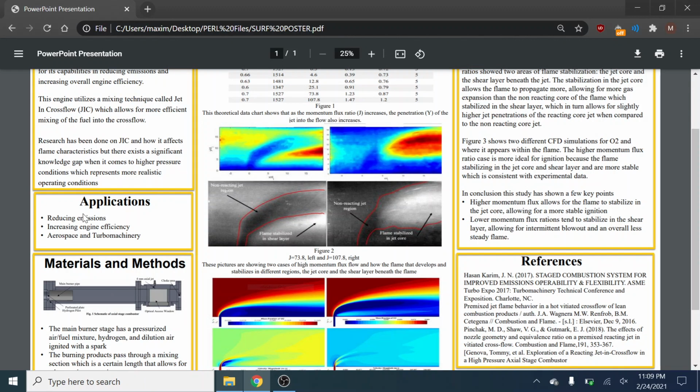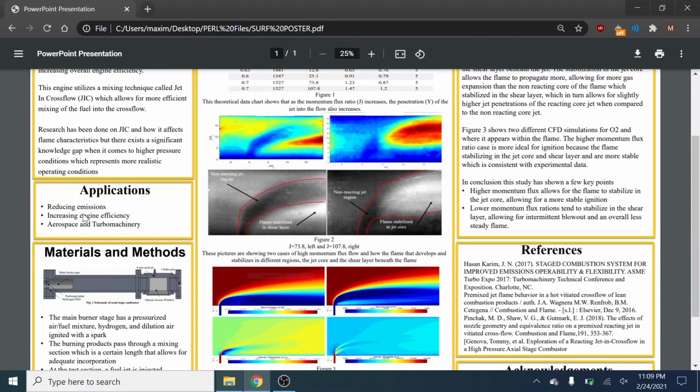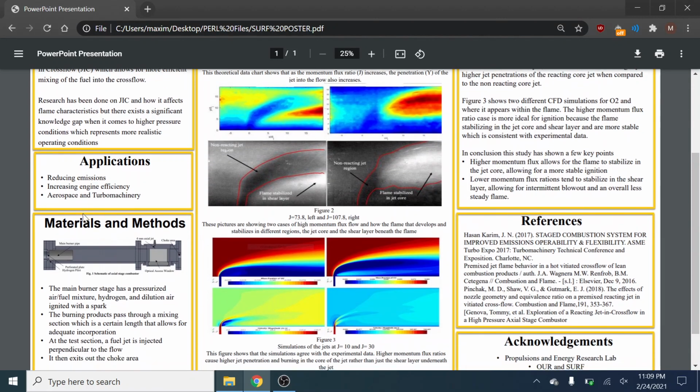but there exists a significant knowledge gap once it comes to higher pressure conditions, which are more relevant to industrial and aerospace applications. The current applications for this study would be reducing emissions and increasing engine and turbine efficiency within energy generation fields.